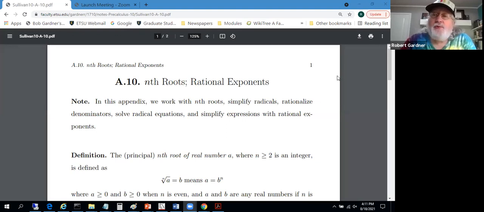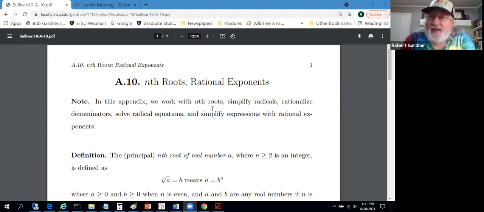So now we'll finish up the review chapter and the review material from Appendix A and go through section A-10, nth roots and rational exponents. What we'll do here is consider square roots and cube roots, primarily. That's the topic, combined with raising to powers, which we've encountered earlier.